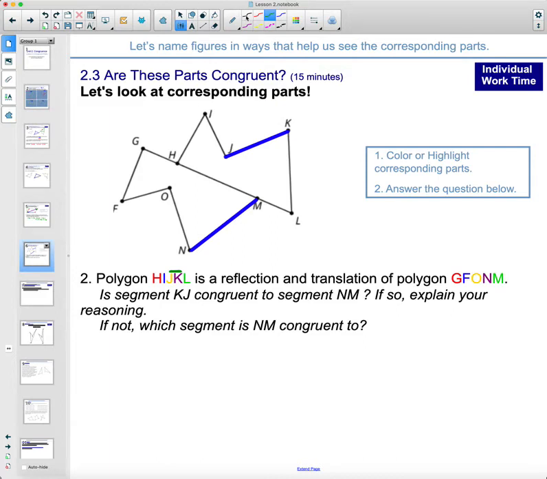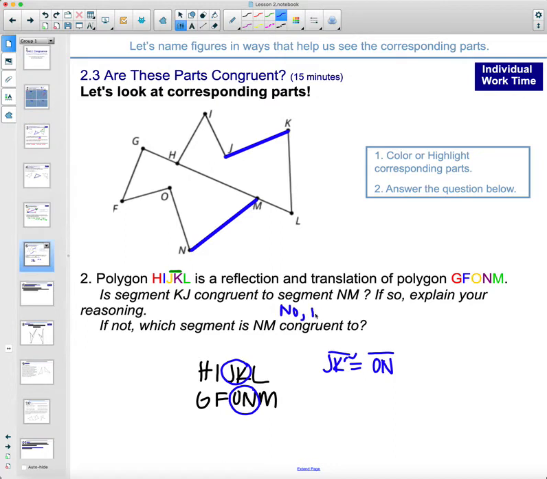So if I were to rewrite these, HIJKL, GFONM. So if I take a look, here's JK. What is that in the same position as? That's in the same position as ON. So JK is congruent to ON, not to NM. So these two segments are congruent, not KJ and NM. So those are not corresponding.